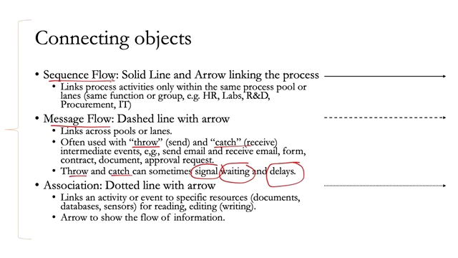Message flow is when you're linking across multiple different pools or lanes, sending something and receiving something, called a throw or a catch. And then, of course, you have something called association, which is a dotted line with an arrow. Association links an activity or event to specific resources. So it ties you to what you need. Remember, we talked about what kind of artifacts you need? Do you need to check an Excel file, a Word file, a PDF file, a database, access a data lake, a server, trigger or link to a sensor? It links an activity or event to a specific resource, such as documents, databases, sensors, for reading or editing, which is writing. And here you use dotted arrows to show the flow of information.